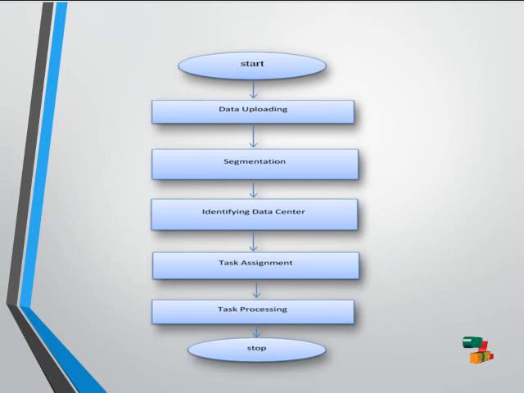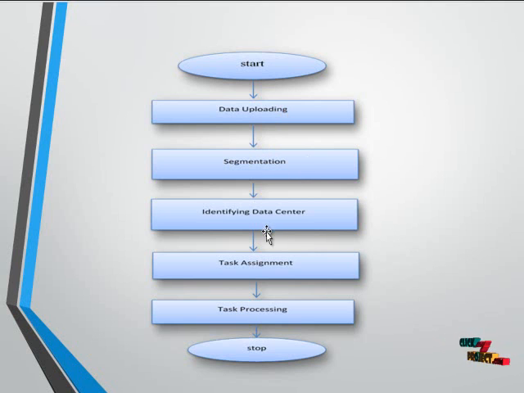It is our project flow diagram. In our project flow diagram, first we start the flow. The first is the data uploading process. We select any type of data and it can be uploaded. Then the raw data goes to the second process, the segmentation process. In the segmentation process, the data is split size-wise.